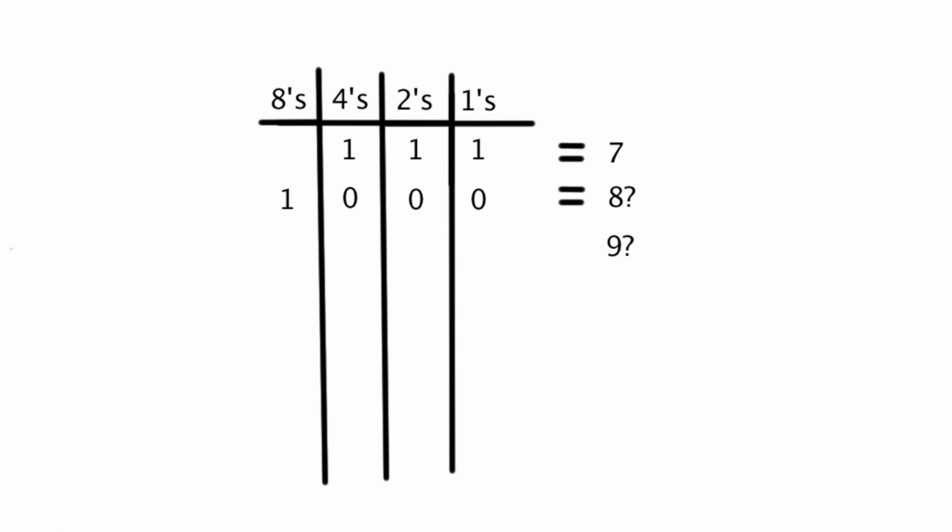9 is just 1 more than 8, so 1 in the 8's column, then 00 and 1 under the 1 to give 1 more. So 1001 in binary is 9 in decimal. Okay, and we can get faster at doing these. So 10 is 2 more than 8. So 1 under the 8, 0 under the 4, 1 under the 2, because 8 plus 2 is 10, and then another 0 under the 1. 1010 is equal to 10.